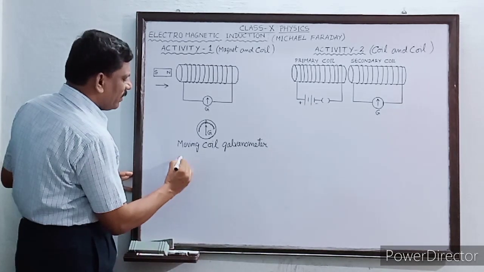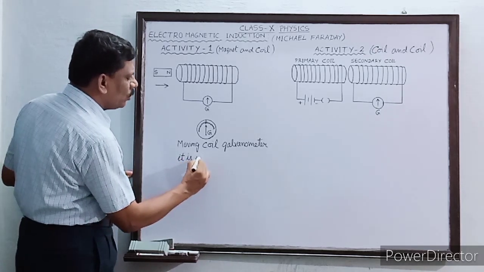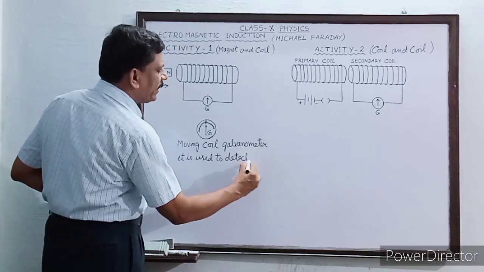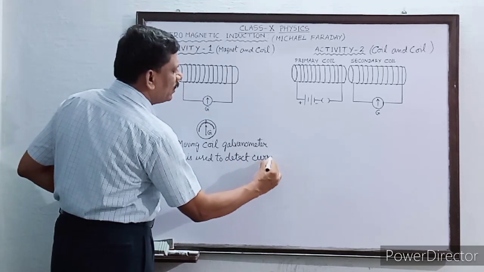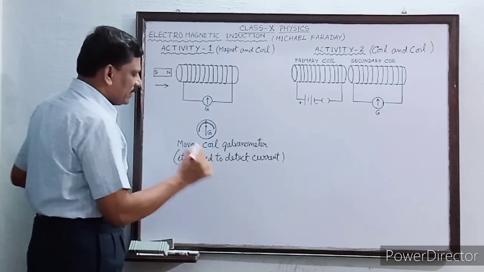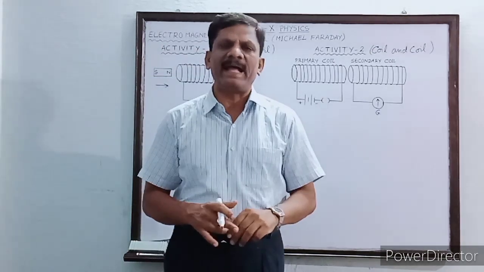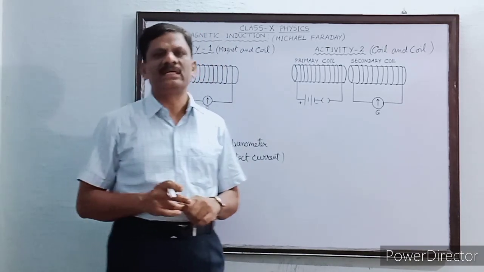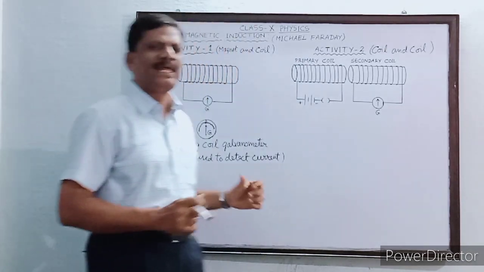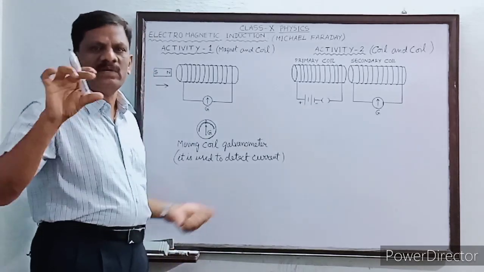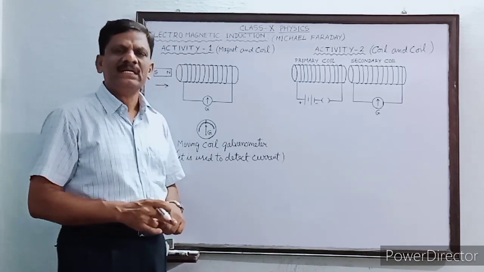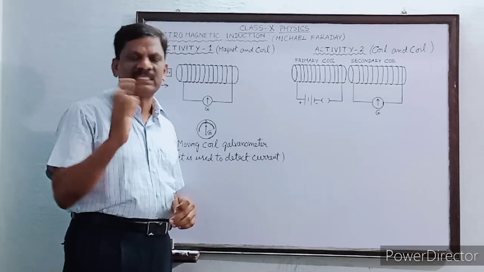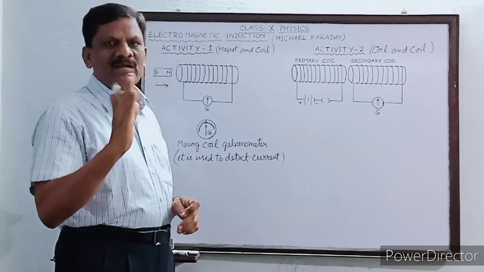What is it used for? It is used to detect current in a circuit. Already we have studied the instrument ammeter. That instrument, the ammeter, is used to measure the current, but the moving coil galvanometer is used only to detect the presence of current. If current is passing through the circuit, the instrument will get deflected either to the left side or the right side.